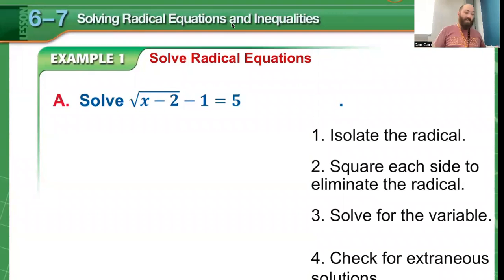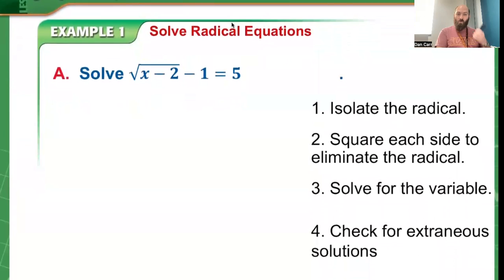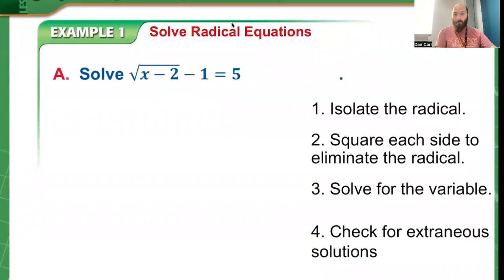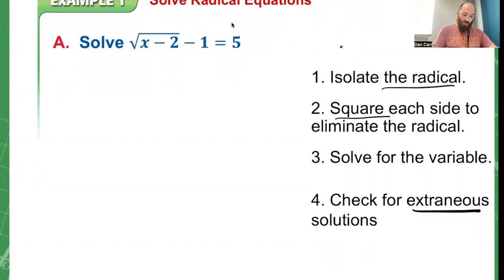Today we're going to be looking at 6-7 day 1, solving radical equations. Okay, so we're going to solve the square root of x minus 2 minus 1 is equal to 5 here. The goal here is we want to first isolate the radical, square each side to eliminate the radical, and then solve for the variable, but also we have to check for what's called extraneous solutions.